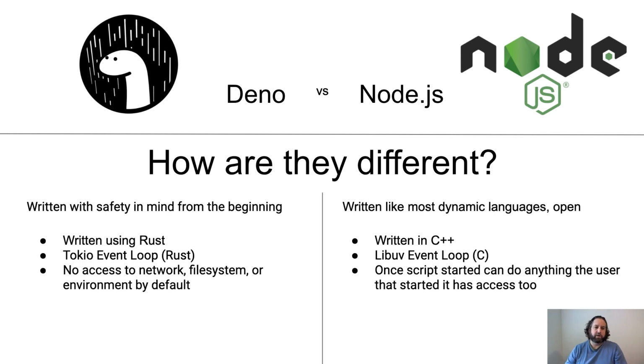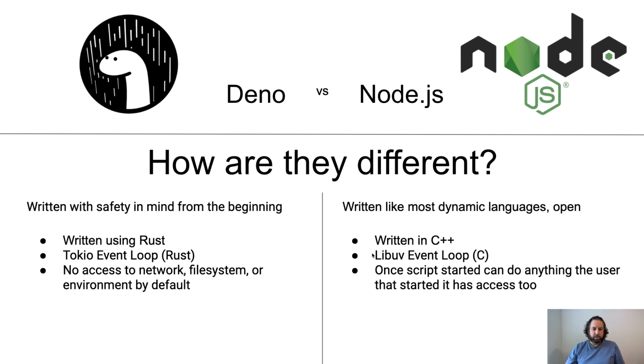How are they different? Well, Deno was written using Rust, and Node.js is primarily C++. Deno's event loop is an actual Rust library, and Node.js's event loop is libuv, which is a C library. One of the things that makes Deno different and more secure is that by default it has no access to network, file system, or environment. But once you run a Node.js script, you basically have all the permissions to do everything that particular user has.